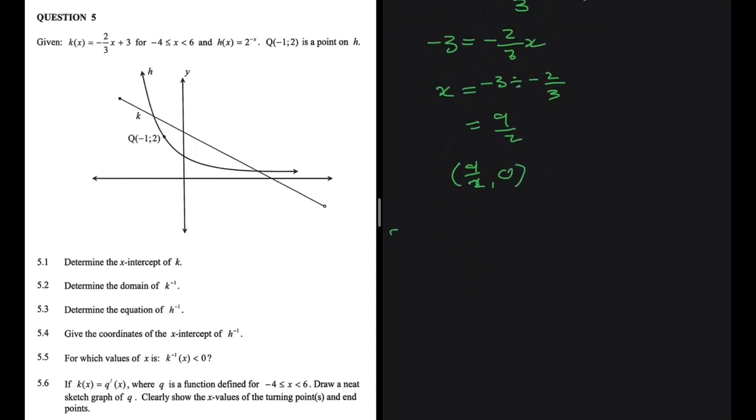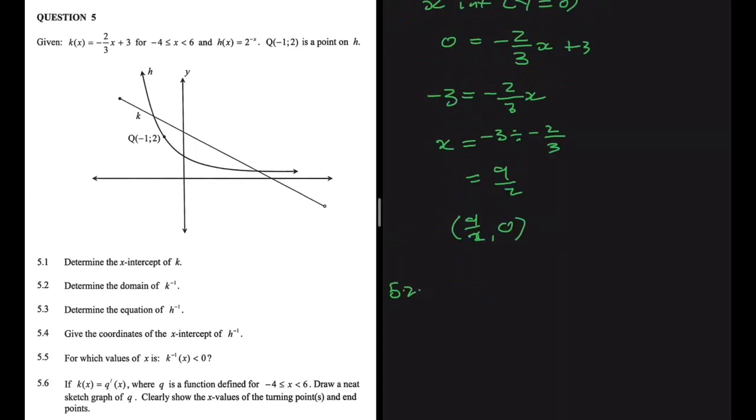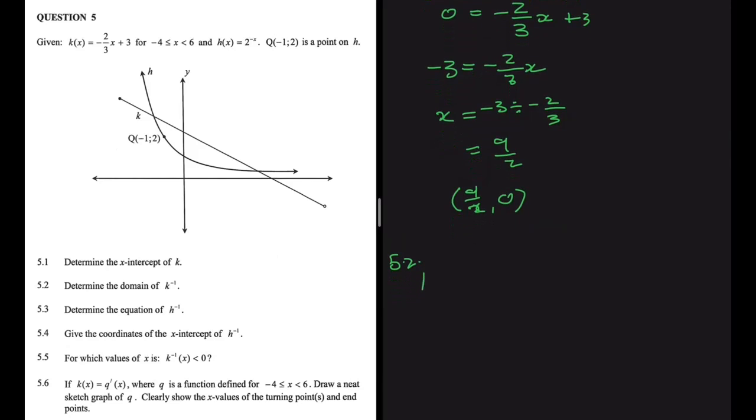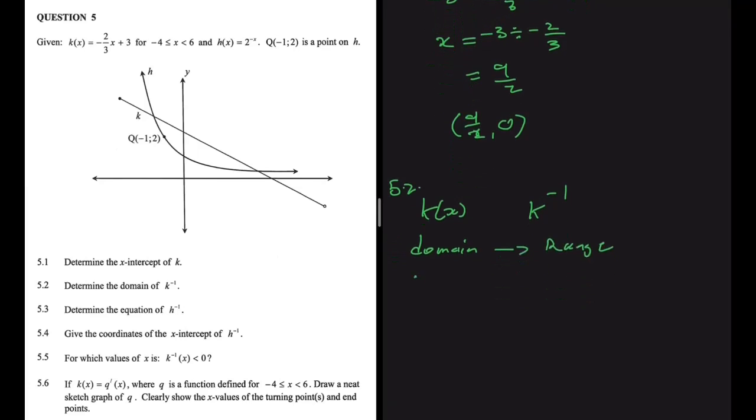And then 5.2 is saying let's determine the domain of k inverse. So here we're given the equation of k of x and its domain, right? So what is the relationship between k of x and k inverse? The domain of k of x is the range of k inverse, right? And then the range of k of x, as you would now expect, is equal to the domain of k inverse. This works for all functions and their inverses, right? Not just for this particular case.